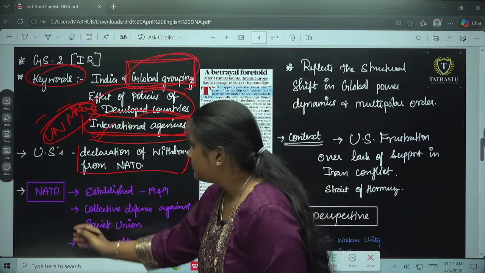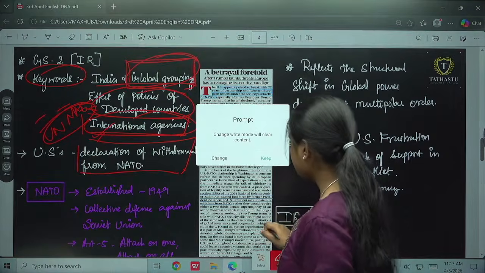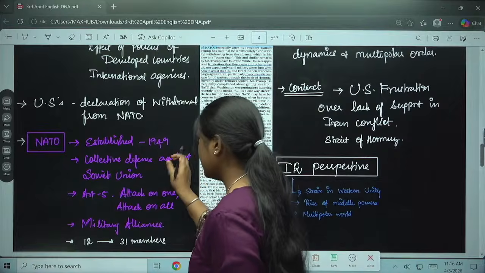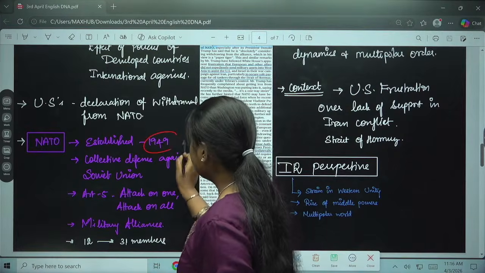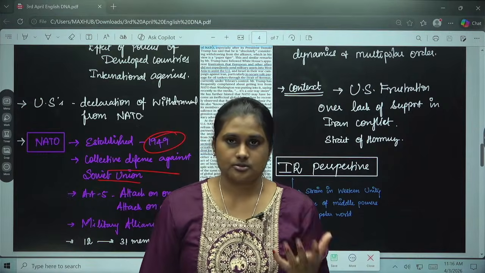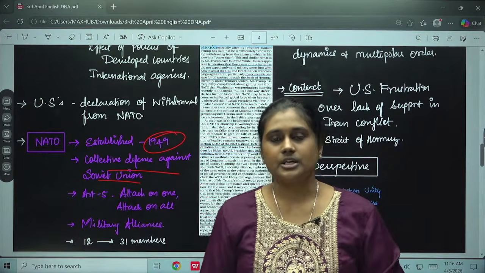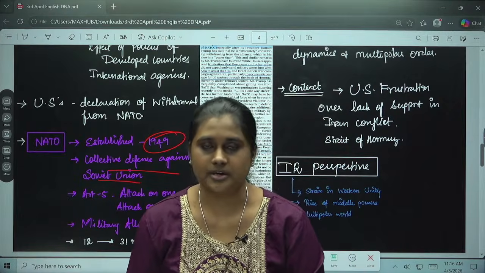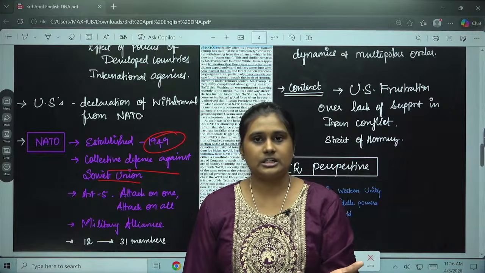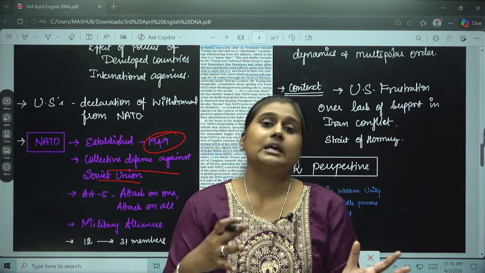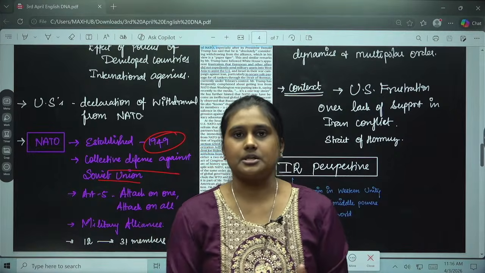But what is important for us from the prelims perspective is what NATO is: established in 1949, for collective defense against the Soviet Union. At that time, the USSR was very huge, and they were accumulating all the countries with them, right? After the disintegration of the USSR, only Russia is left now. So against Russia right now, these NATO countries are working.